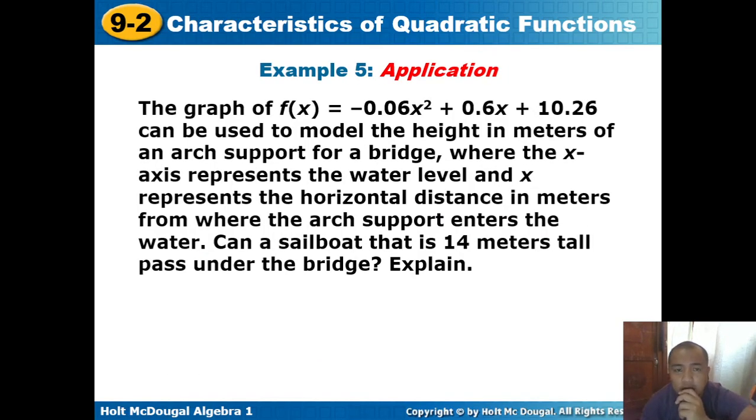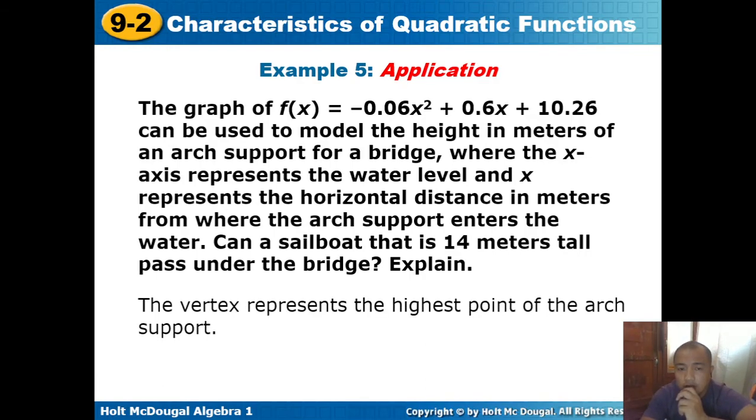Application. The graph of f of x equals negative 0.6 x squared plus 0.6 x plus 10.26 can be used to model the height in meters of an arch support for a bridge, where the x-axis represents the water level and x represents the horizontal distance in meters from where the arch support enters the water. Can a sailboat that is 14 meters tall pass under the bridge? Explain. So the vertex represents the highest point of the arch support. The arch is in the form of a parabola.